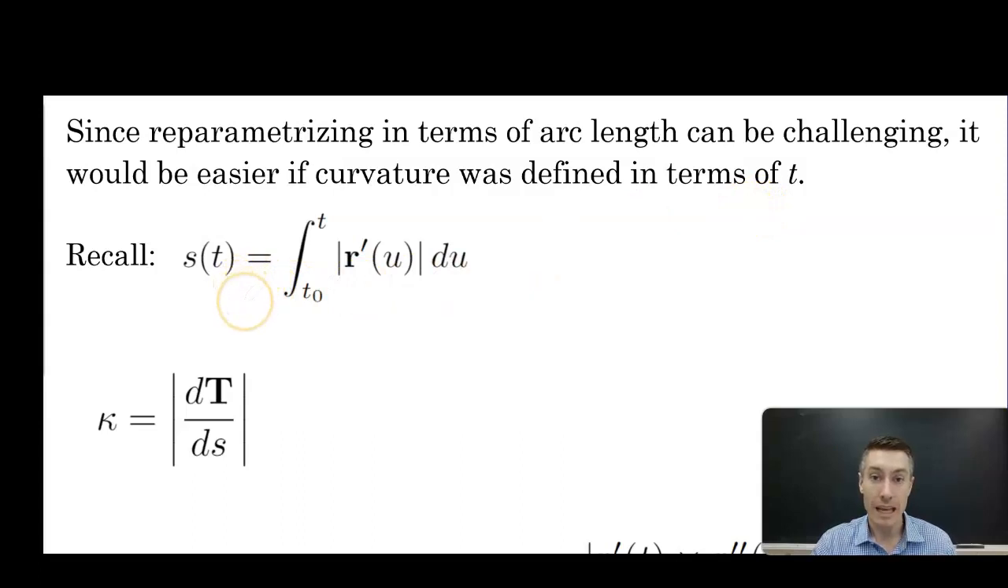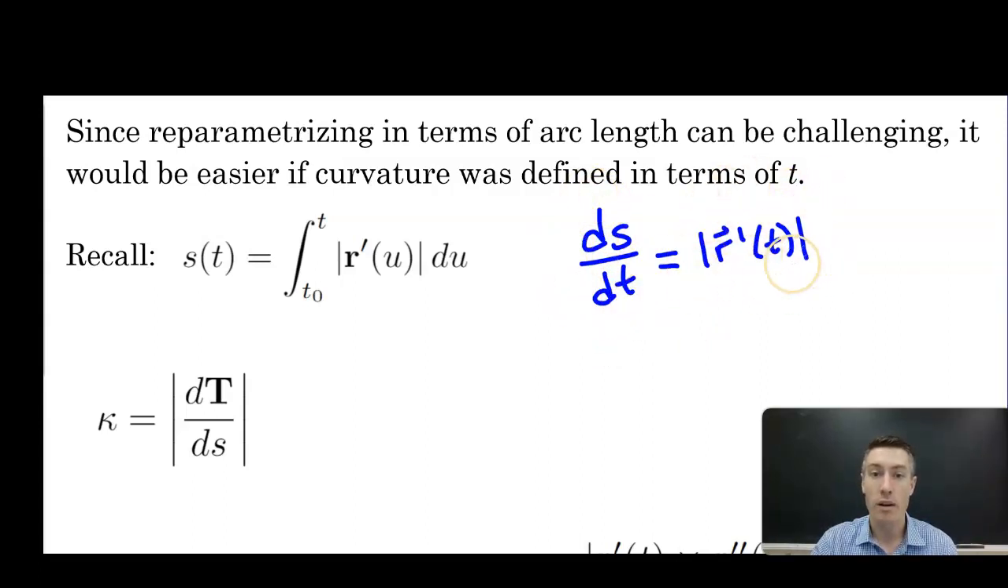The key in doing that is differentiating the arc length function by the fundamental theorem of calculus. If we differentiate the arc length function, we have ds/dt equals the derivative of the integral, which is just equivalent to the magnitude of r prime of t. So ds/dt is the magnitude of r prime of t. That's a quantity that we know how to find. We found it for numerous examples so far.